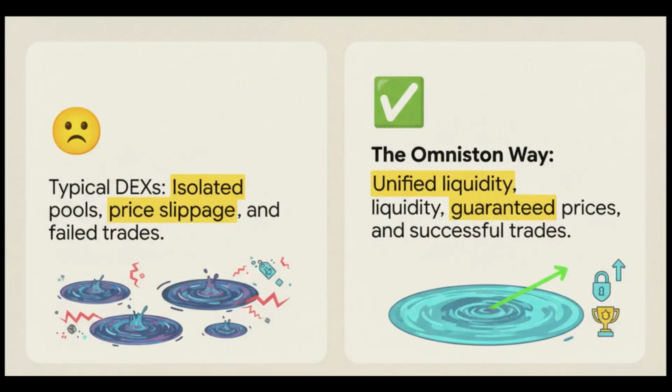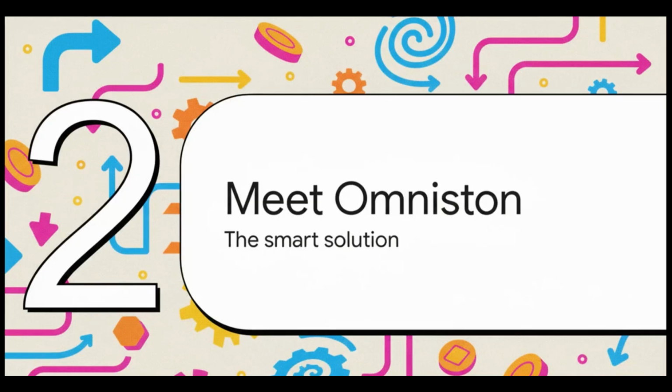And this slide just nails the difference. On the left, you've got all the usual headaches. Liquidity is all over the place, which leads to price slippage, confusing rates, and yeah, even failed trades. But look at the right. When you bring all that liquidity together, suddenly you get a guaranteed price, the absolute best rate, and trades that actually go through. So let's talk about the solution.